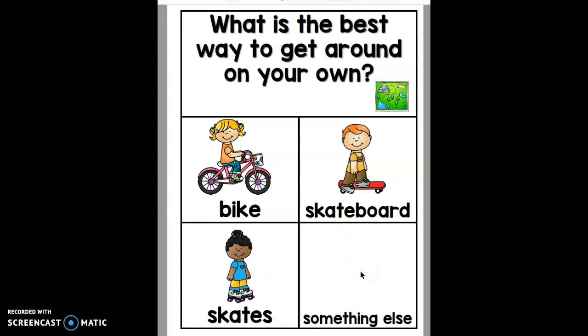Maybe you want a scooter, or maybe you have something else that can help you get around that is not on this list. You're going to choose one thing. You are going to tell me what you chose and why you chose it by using the word because. And then you are going to write and draw a picture of your choice. You're going to turn it into Seesaw just like you do your other writings.